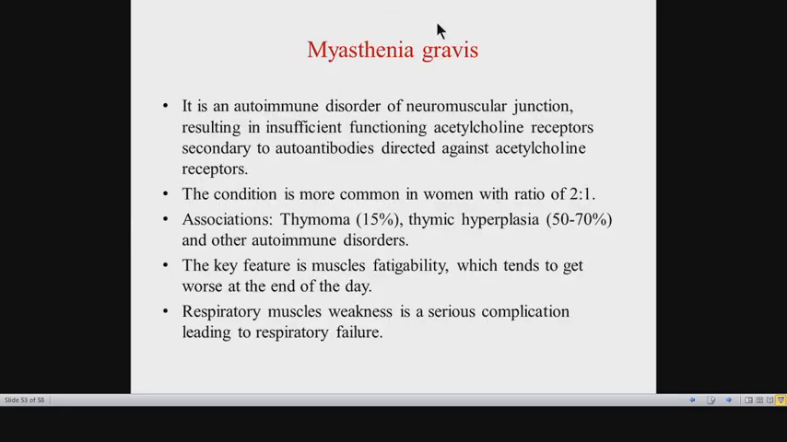First, we will start with the most important neuromuscular junction disorder, which is Myasthenia Gravis. Myasthenia Gravis is a Latin term which means grave muscle weakness. Simply, it means grave muscle weakness.